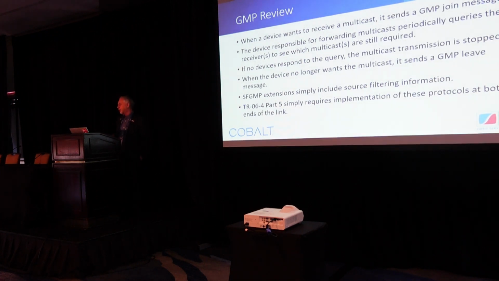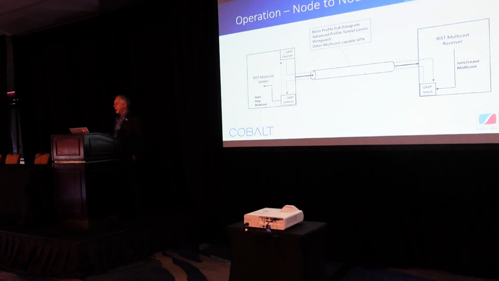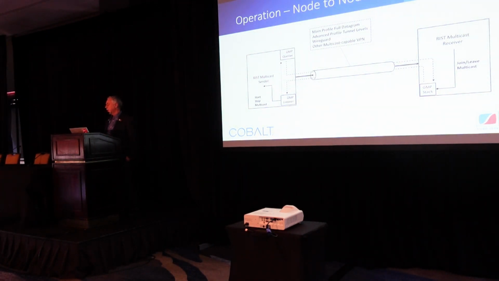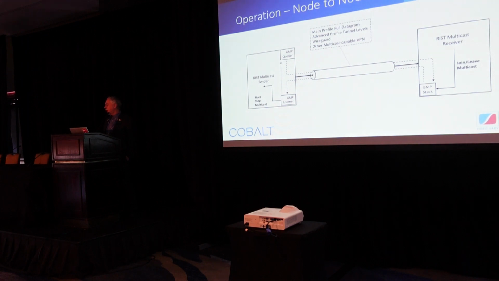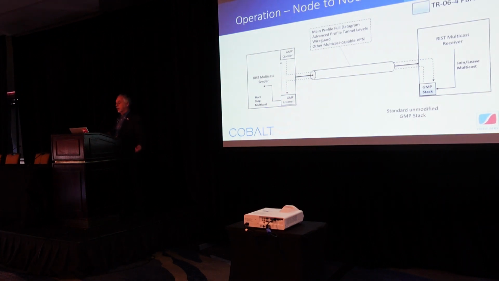Guess what? Part 5 simply requires implementation of these protocols at both ends of the link. So not a big deal. So here's an example of a node-to-node. You have a tunnel, and you have a sender and a receiver. And TR-06 for part 5 includes, you got to do that on the receiver. And guess what? That's a standard unmodified IGMP stack. You just run that on the tunnel.